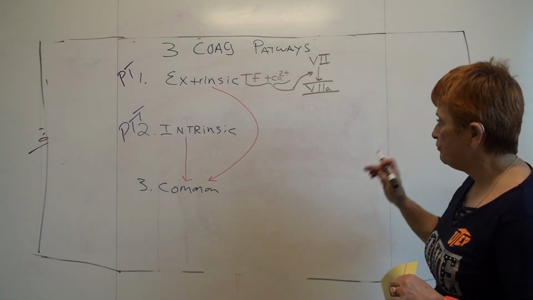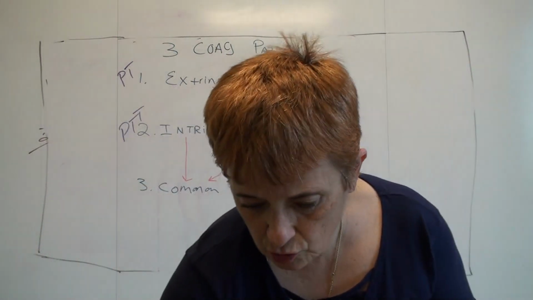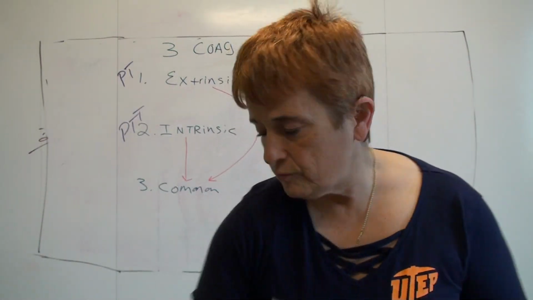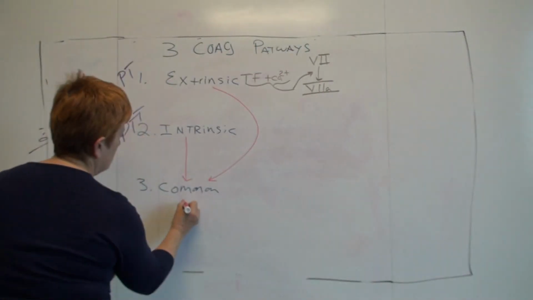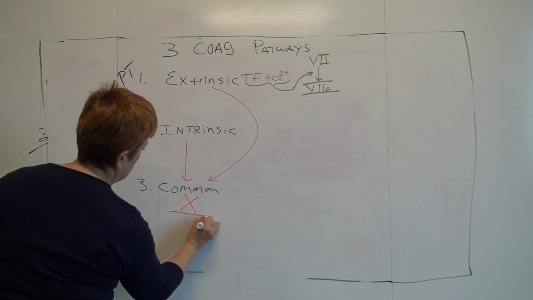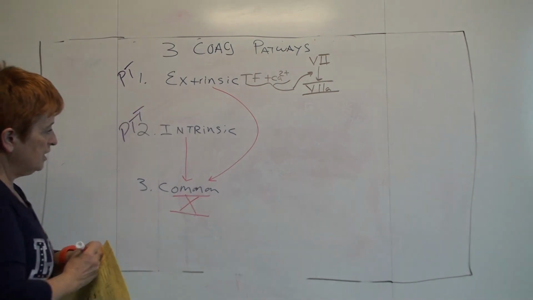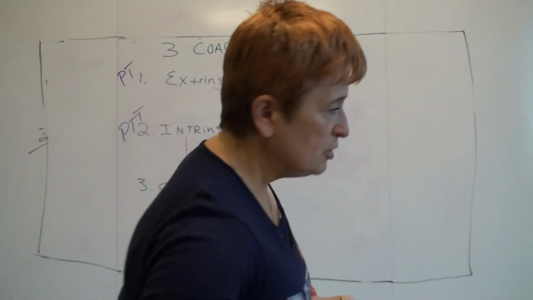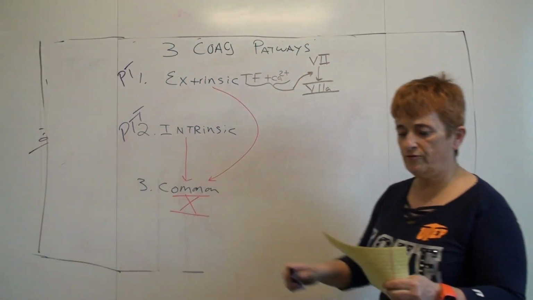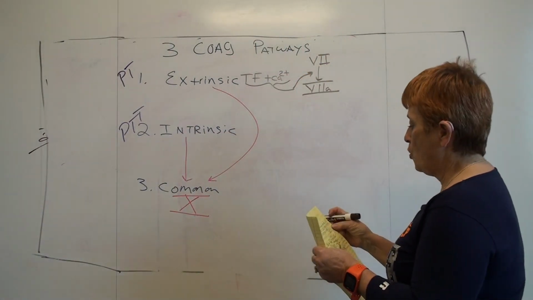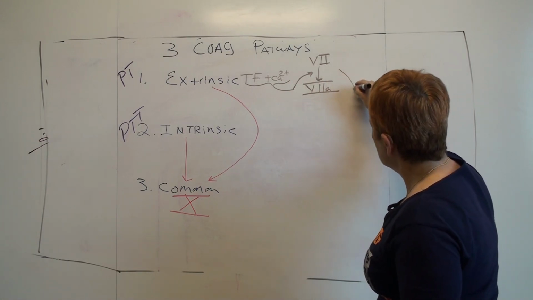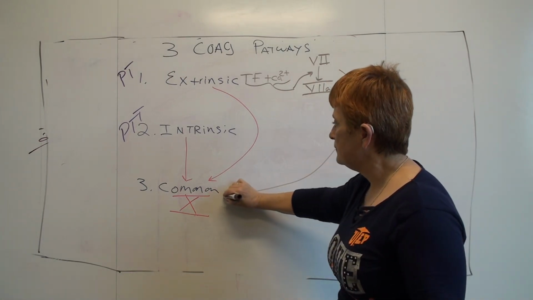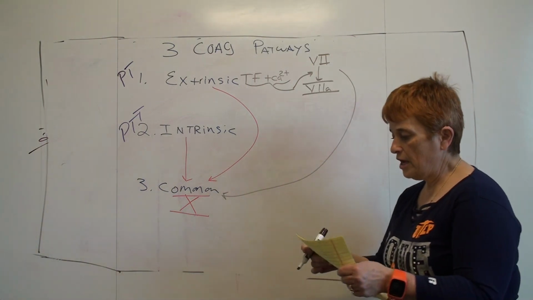Make sure that you know the common is factor 10. That's where the common pathway begins, with factor number 10. So once I get to 7, I'm going to go down to my 10.